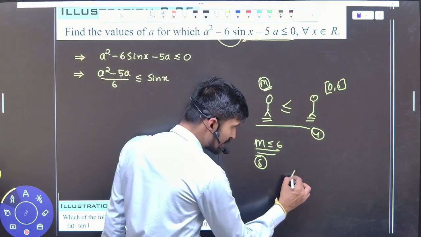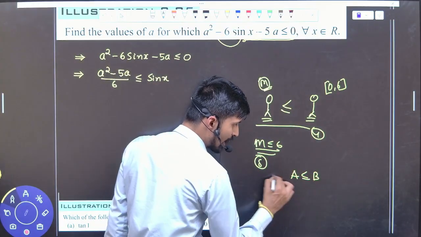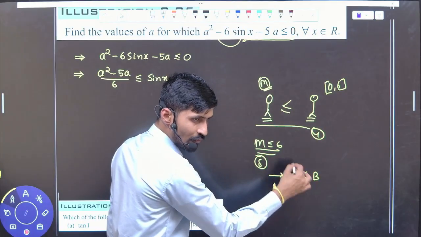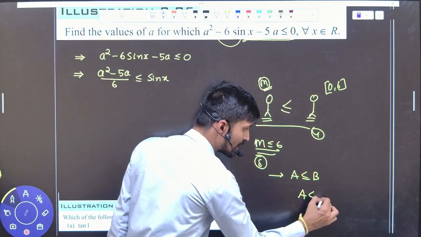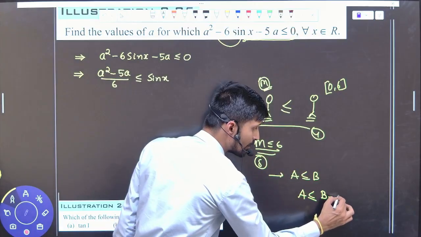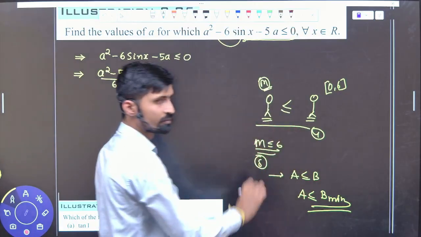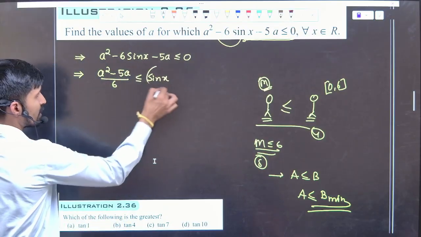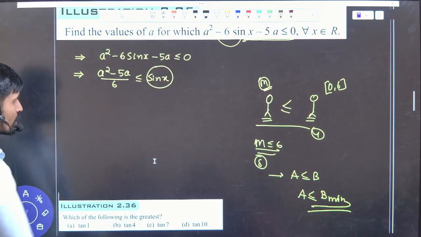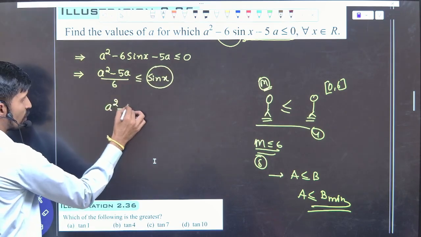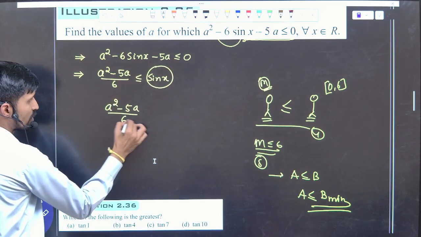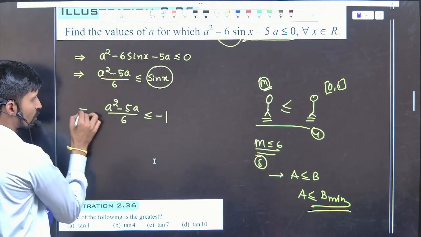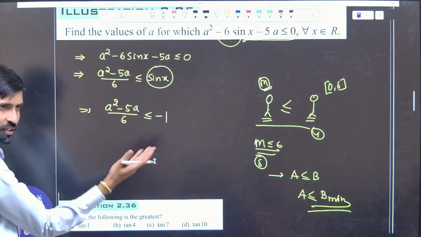So if A is less than or equal to B and you have to do any calculation for finding something, then A should be less than or equal to B's minimum value. So what is the minimum value of sin x? -1. It means (a square minus 5a) upon 6 should be less than or equal to -1. Now solve this inequality and get the answer.